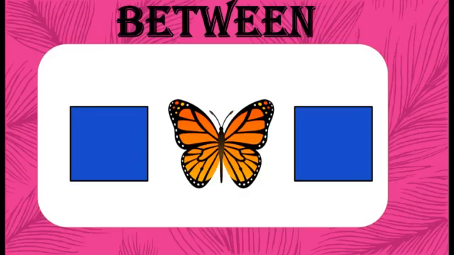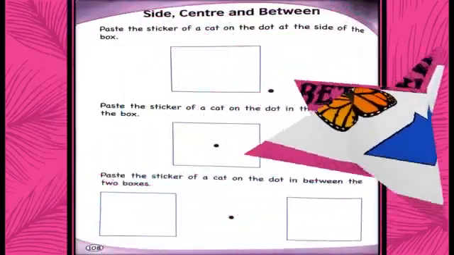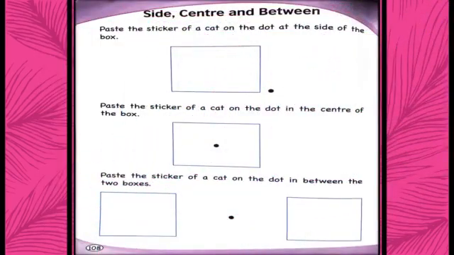Now this is your maths book page number 108 that you have to complete. The same topic, side, center and between. Paste the sticker of a cat on the dot at the side of the box. In the last page you are having the stickers.